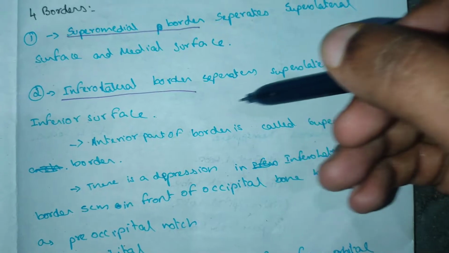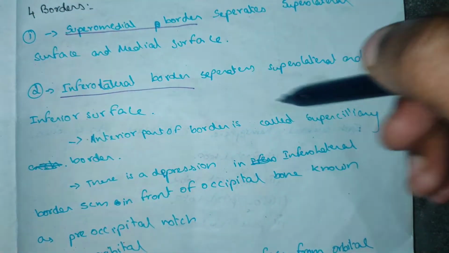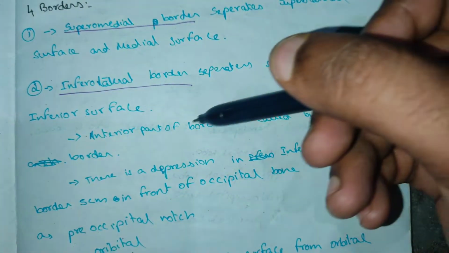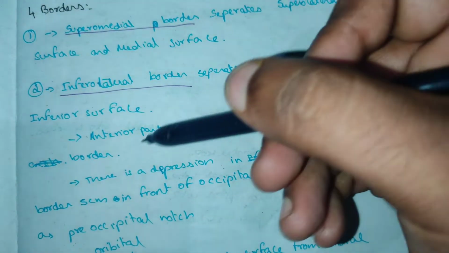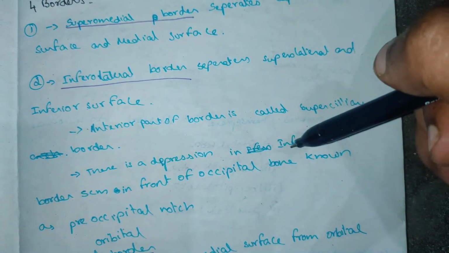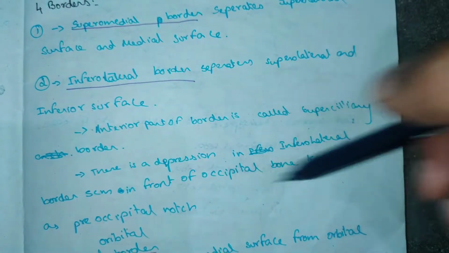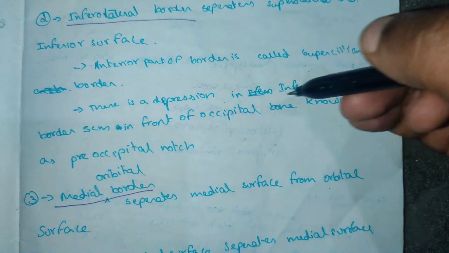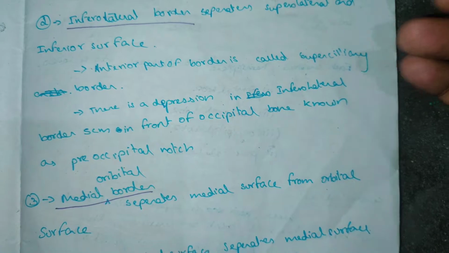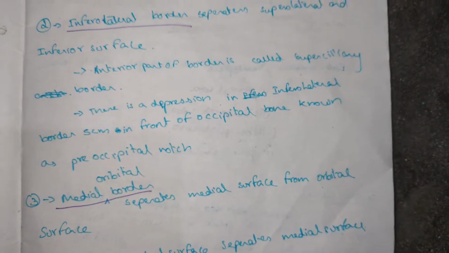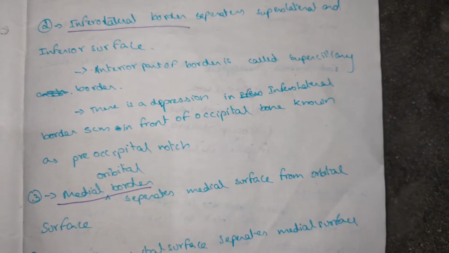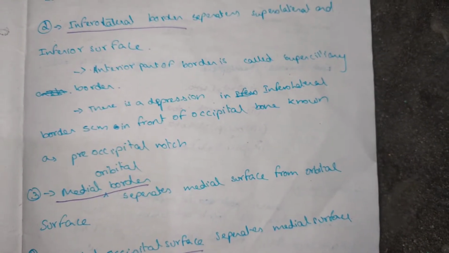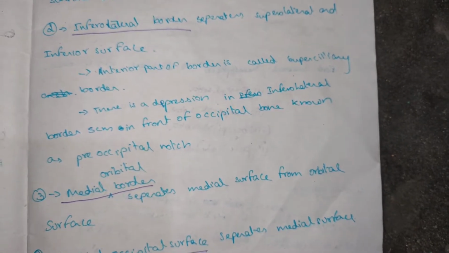The anterior part of the border is called the superciliary border. There is a depression in the infralateral border, 5 cm in front of the occipital pole, known as the pre-occipital notch.